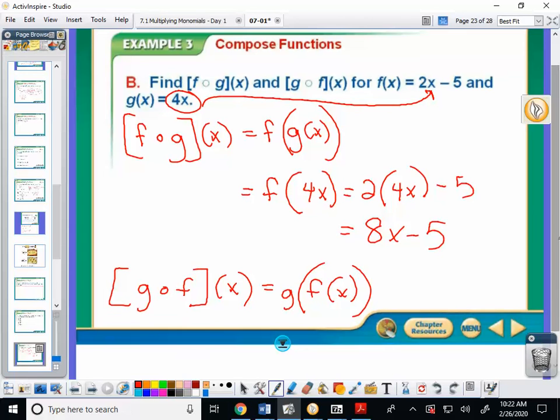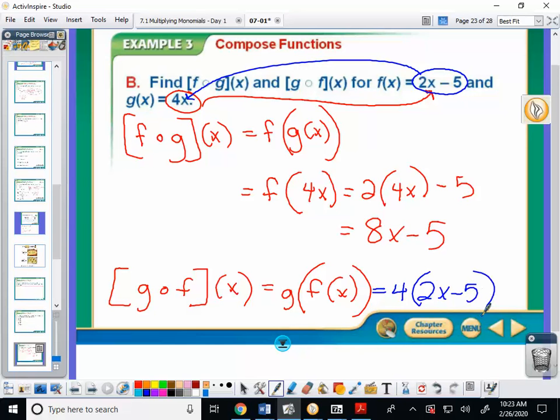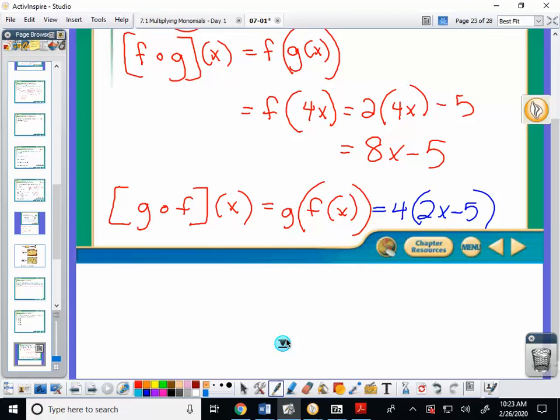I'm going to come back here to the top. I'm going to change colors. I would like for you to circle your f function, that 2x minus 5. Where are we going to put 2x minus 5? Into our g function, right there where that x is. So it's 4 times 2x minus 5. I took out x, and in x's place I'm putting that f function, 2x minus 5. Now simplify. 4 times 2x is 8x, and 4 times negative 5 is negative 20.